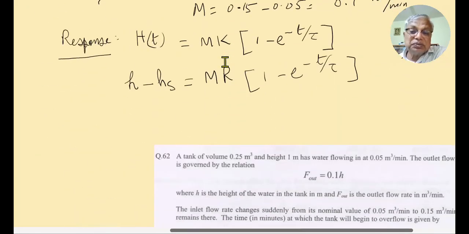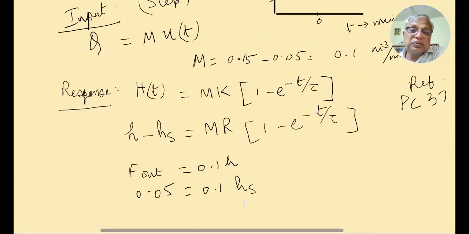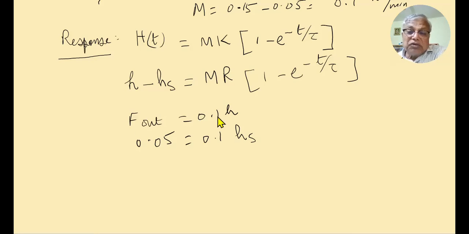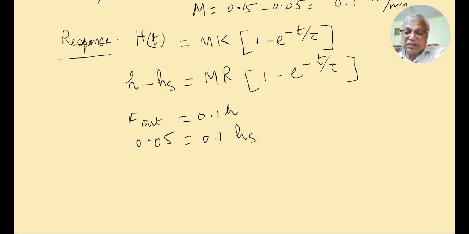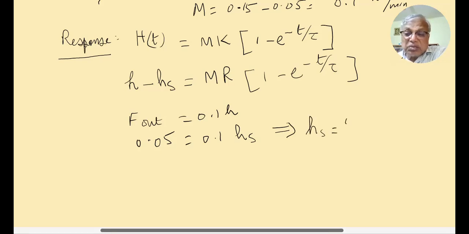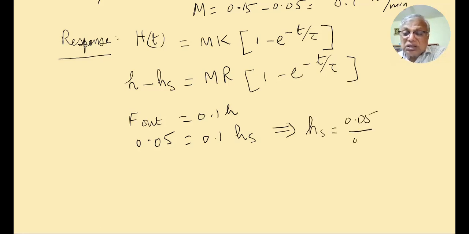So let me substitute to find hs. F out equals 0.1 into H at the initial steady state, and the initial steady state value is 0.05. So hs is going to be 0.05 by 0.1. How much is it? 0.5 meter. So the initial steady state height is 0.5 meter.